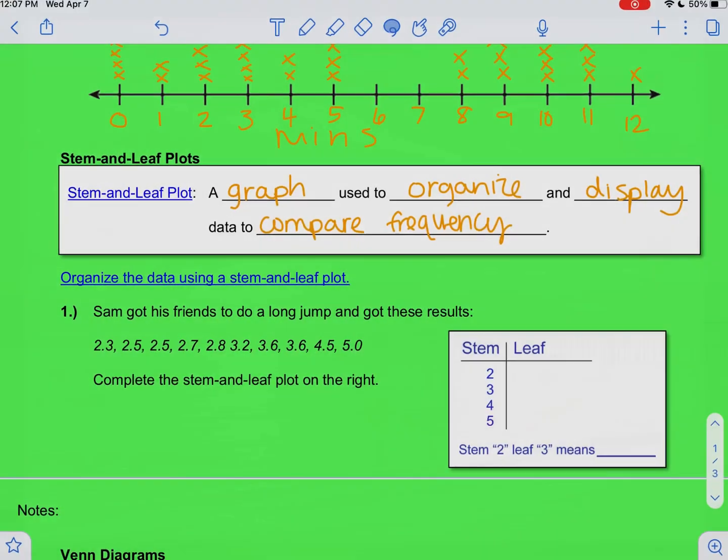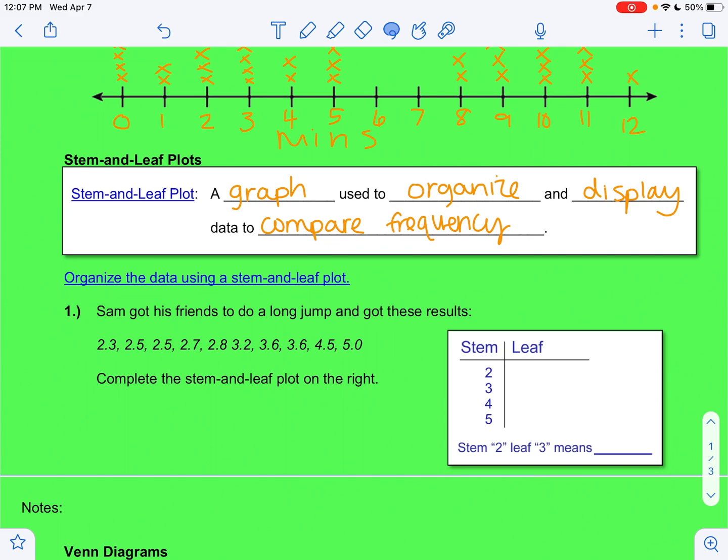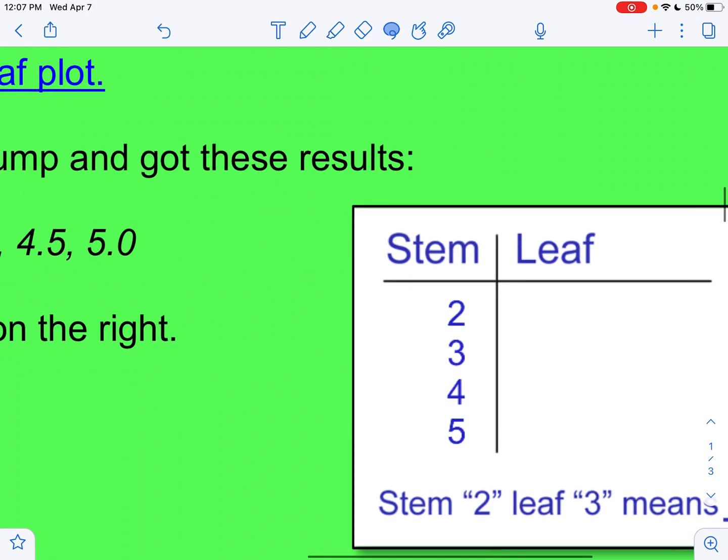Alright, so now let's practice some of these. Alright, Sam got his friends to do a long jump and got these results. 2.3, 2.5, 2.5, 2.7, 2.8, 3.2, 3.6, 3.6, 4.5, and 5.0. So we are going to complete our stem and leaf plot. So the stem 2 and the leaf 3 means the decimals. Okay, so our stem is our whole number and our leaf is the decimal.